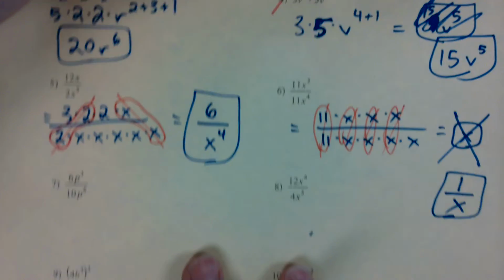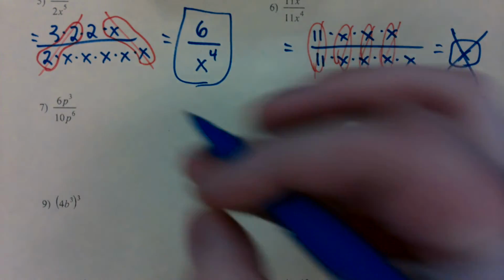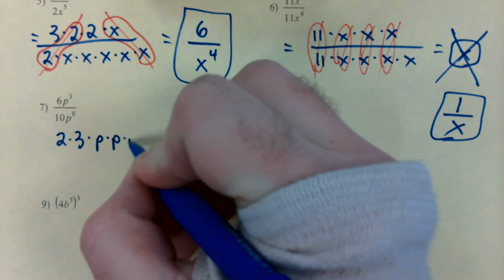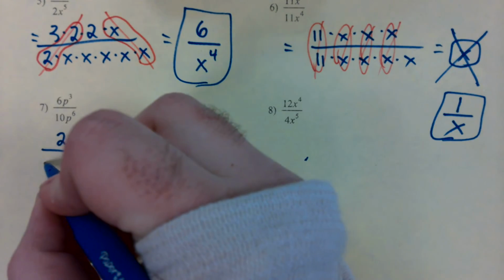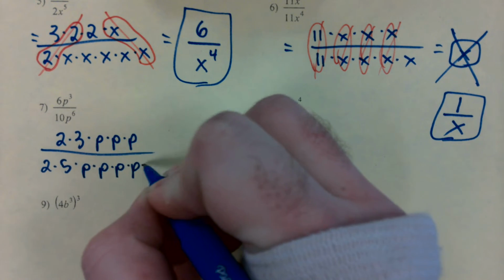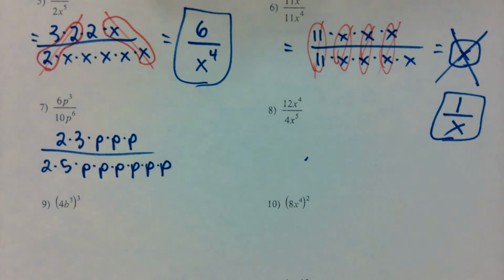All right, moving down to number 7. Let's split this up. 6 is just 2 times 3. And we got 3 p's over here, 2 times 5 with 6 p's on the bottom.